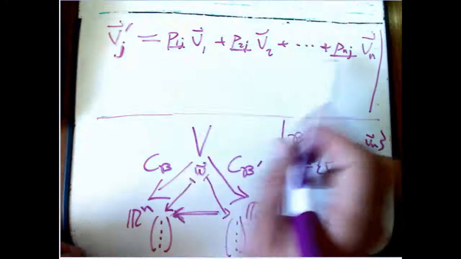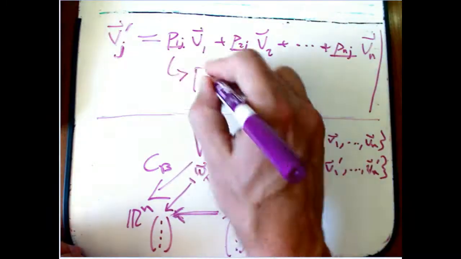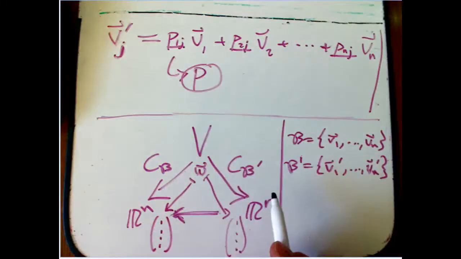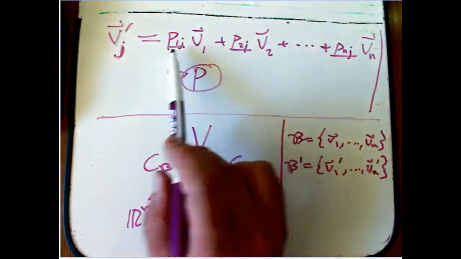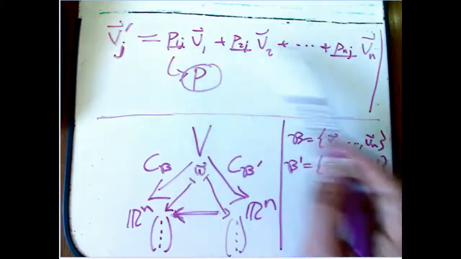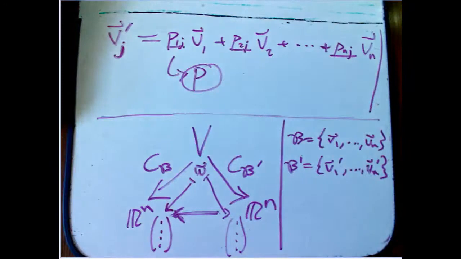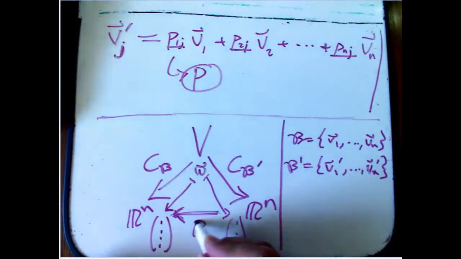Okay, so that's the definition of these guys, and that defines a matrix P. Those are the coefficients of a matrix P, and we're doing it column by column. So the jth column is going to be how the v primes get expressed in terms of the v's. So that defines a matrix P, and the claim is that that's exactly what fits in here.